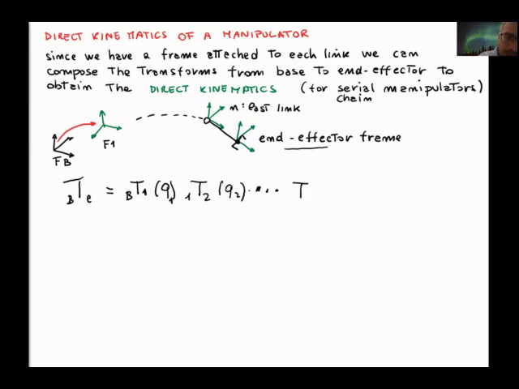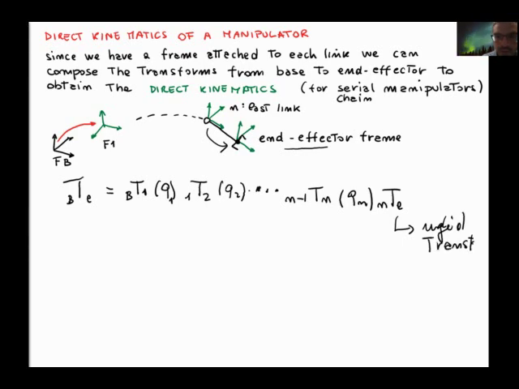Till we get to the transformation between the n-1 frame and the n-link frame. And finally, we said we have another rigid transformation that doesn't depend on a joint variable between the n-link and the end effector frame, which is this one. And this is a rigid transform.